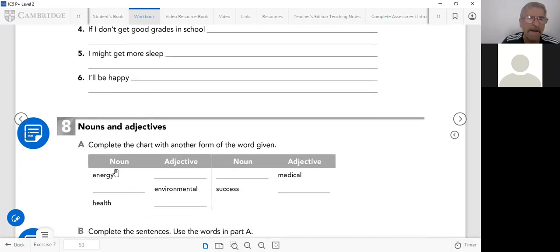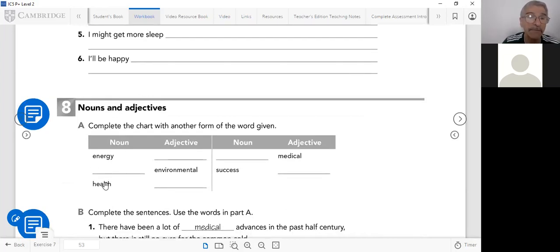Nouns and adjectives. Can you read the first? The first one is a noun, right? These are nouns. These are adjectives. Nouns and adjectives. Tell me, read this noun. Energy. How would you transform it into an adjective? What is the adjective? Energetic.